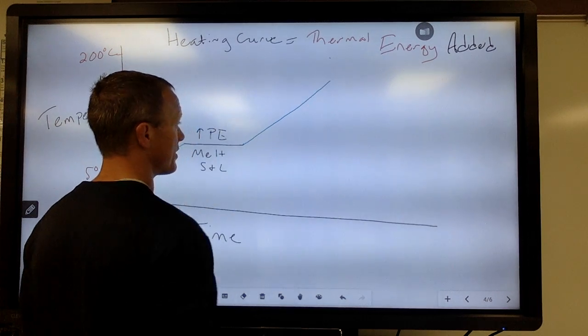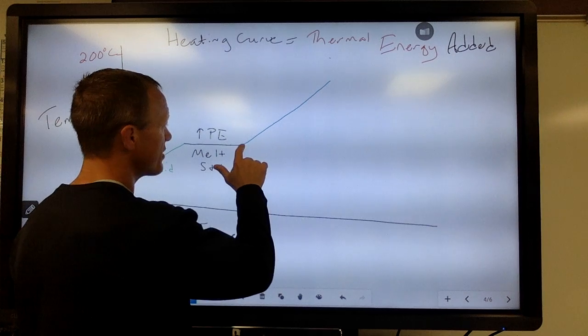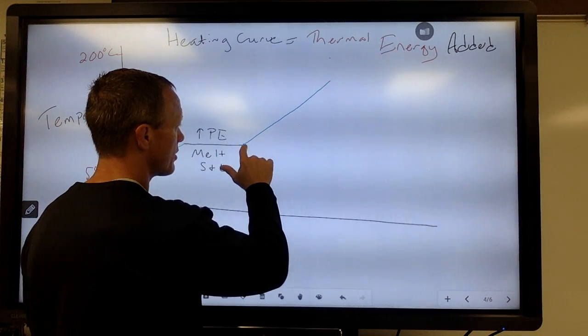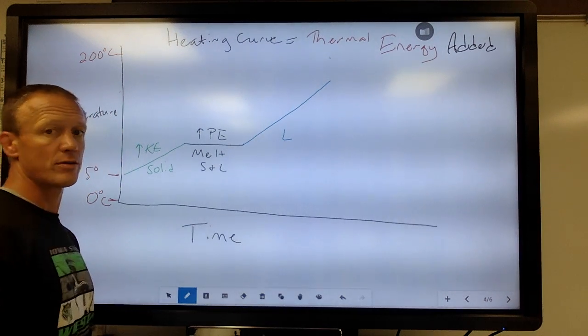And the temperature will start rising again. So we're adding continuous heat. Everything right here is now a liquid. So from there to there, everything is a liquid. Okay, and it's just a liquid getting hotter.